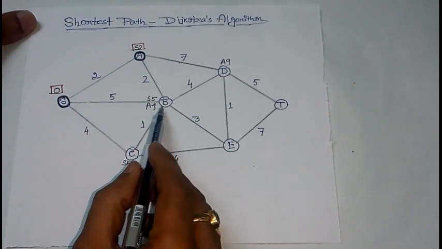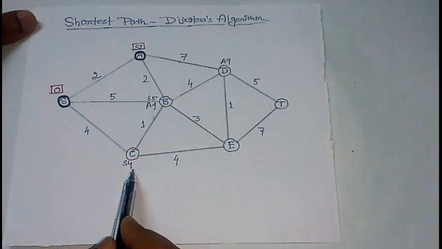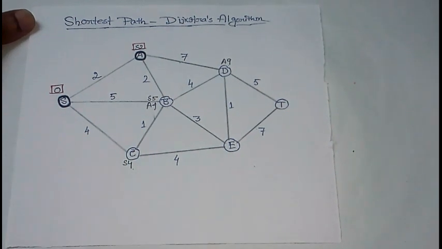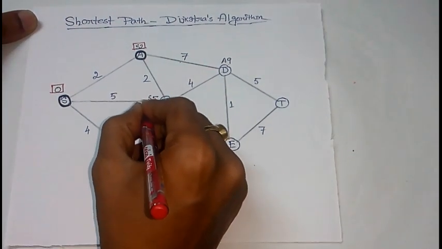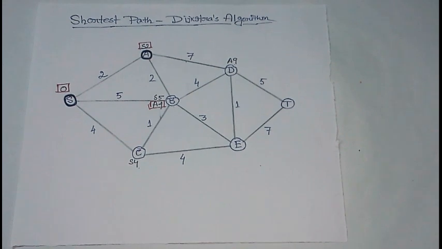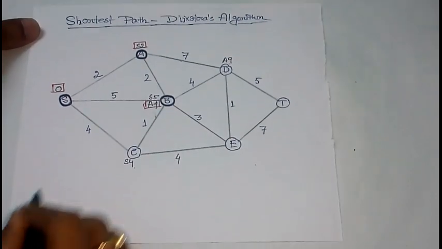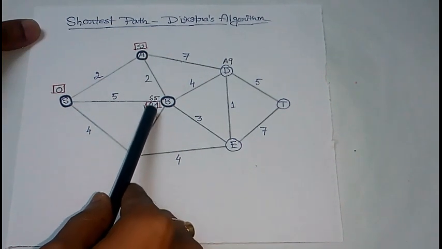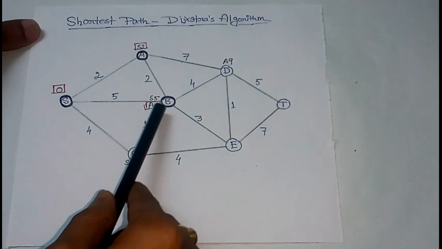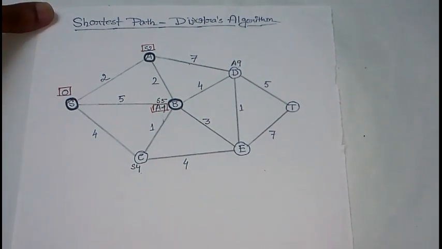One is for B, that is A4, and another is for C, that is S4. We can select any one arbitrarily. Suppose we are selecting this one, so that means we are selecting this vertex B. So B is now selected, and A4, this is the permanent label of this vertex.